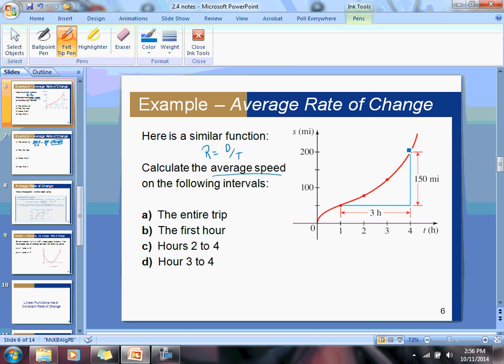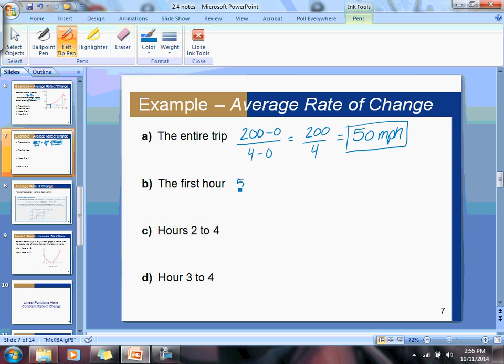For part B, they want us to find the average speed for just the first hour. For that first hour, after this data point, it looks like we were at about maybe 50 miles. And that's our first hour there. So you could think of it as 50 minus 0, and 1 minus 0. So that's 50 over 1. Again, that's 50 miles per hour.